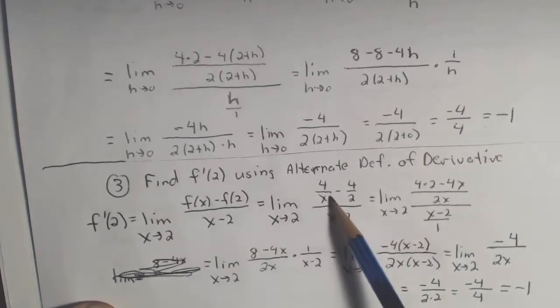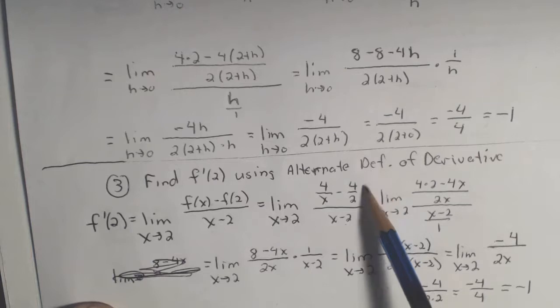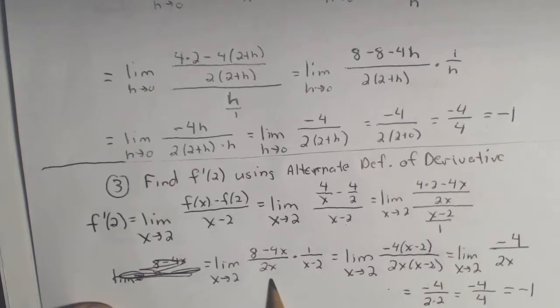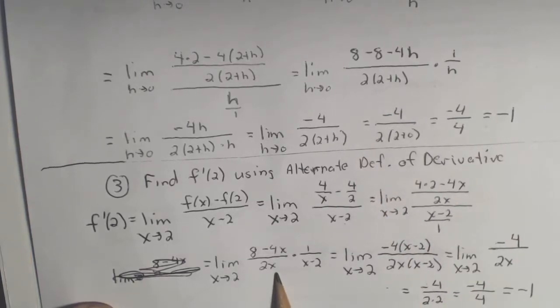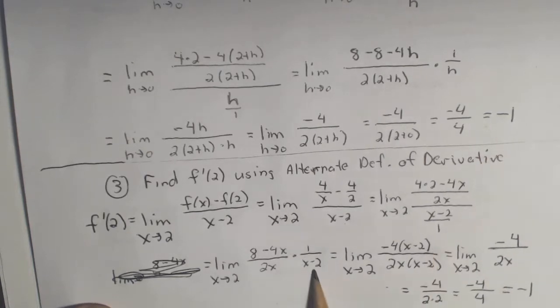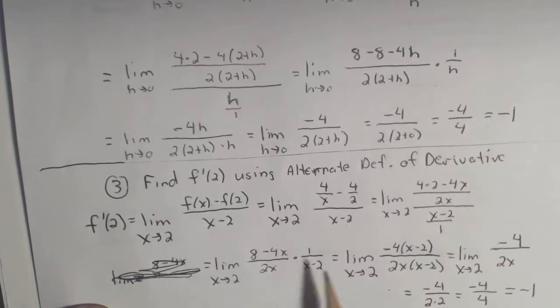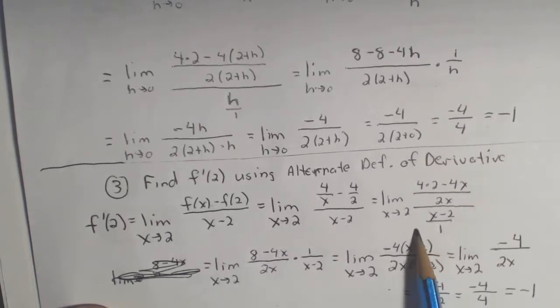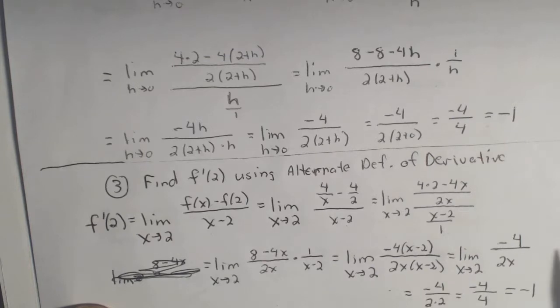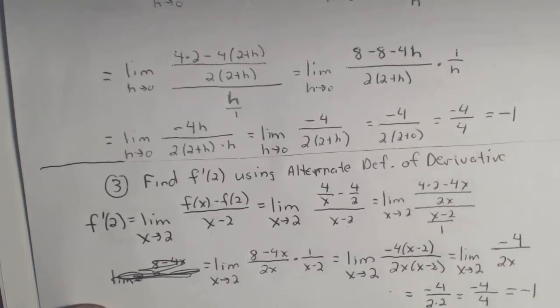You still play the same common denominator game. You multiply top and bottom there by 2 and top and bottom there by x to get this. That takes you down to here. I took that denominator, put it over 1, and flipped it over. Now you just play a little factoring game. You factor a minus 4 out of the top. That gets you there. You cancel, and you get -4 over 2x as x goes to 2. That's -4 over 2 times 2. You've got -1.